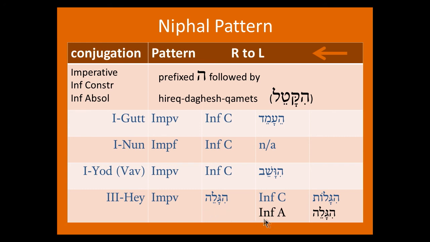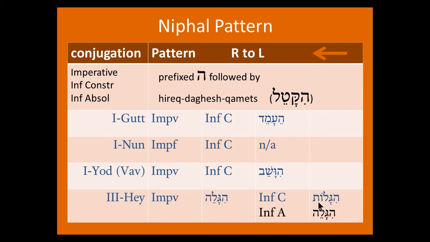It's either an imperative or an infinitive absolute, because the infinitive construct will end with ot. And that's expected because typically your third hey lemmas, when they're in infinitive construct form, will take that ot ending. Okay, that hey will drop and you'll get the tav. Right? So prefix hey, hirik, dagesh, qamets, and then your ot ending. That is classic infinitive construct ending.